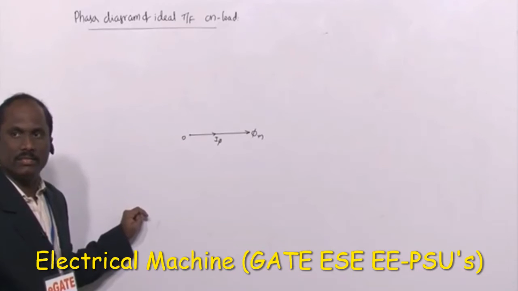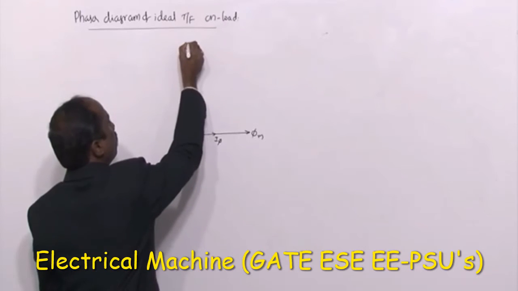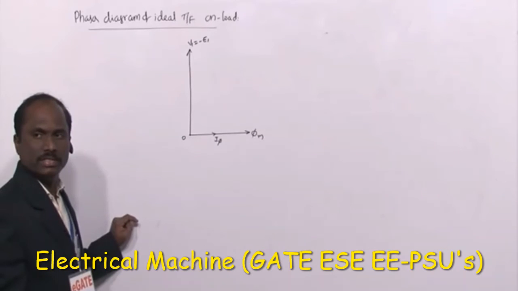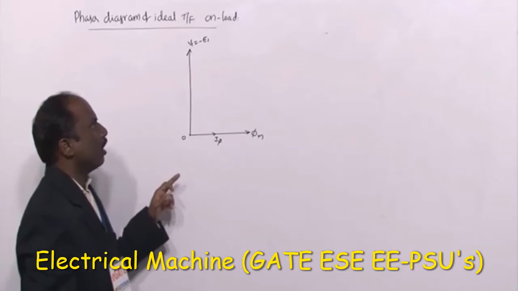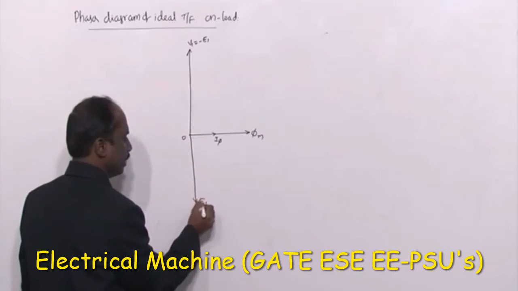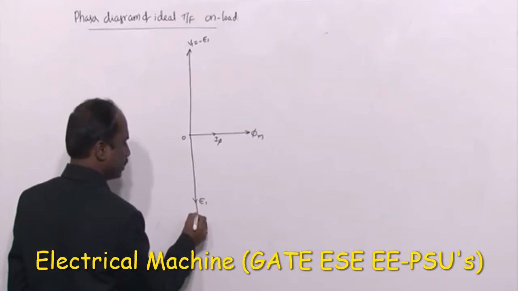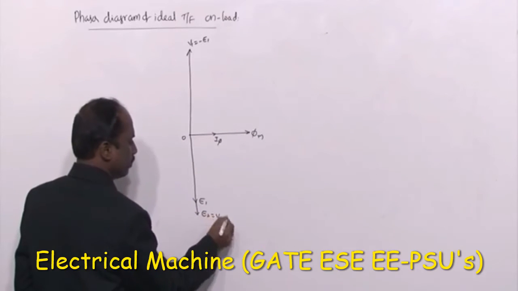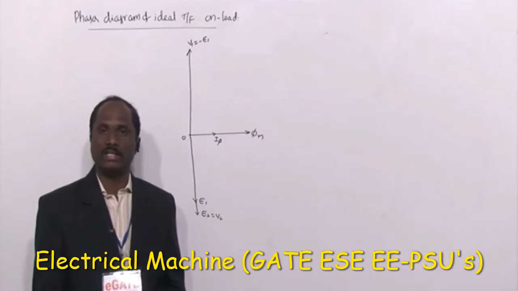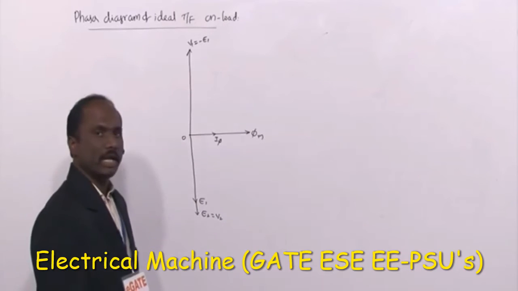Next, how is V1? V1 is leading this current. So this is nothing but V1, which is equal to minus E1, right? How is E1 acting? E1 is acting in the downward direction. E2 is also acting in the downward direction. This is nothing but E2, which is equal to V2. This is the case for an ideal transformer, when resistive losses and all these losses are not there.